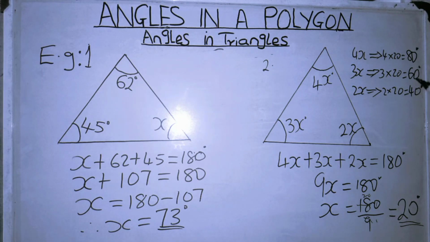That is to say, 40 plus 60 will give us 100. 100 plus 80 will give us 180 degrees. That is to show that our answer is quite correct. I hope this is very clear.